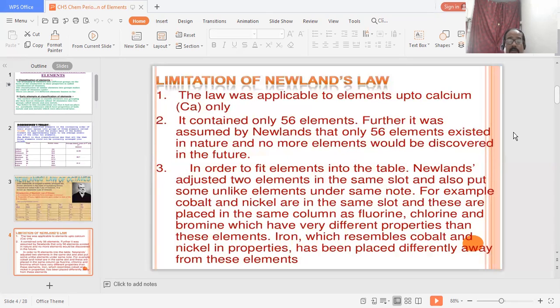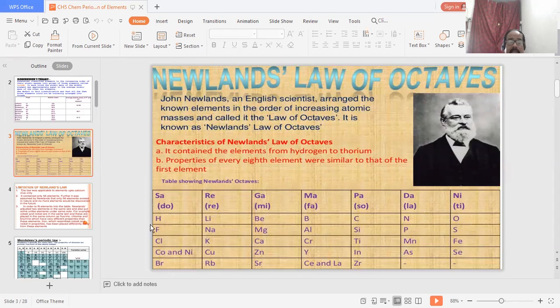Number three, in order to fit elements into the table, Newlands adjusted two elements in the same slot and also put some unlike elements under the same note. That means, when he set all the elements into different rows of a table, some groups or rows had two elements present. Just see here: cobalt and nickel, in the first row, with four periods. These two elements are present in the same slot.